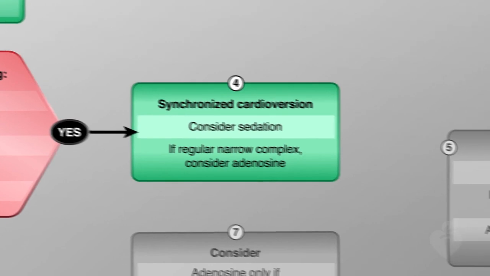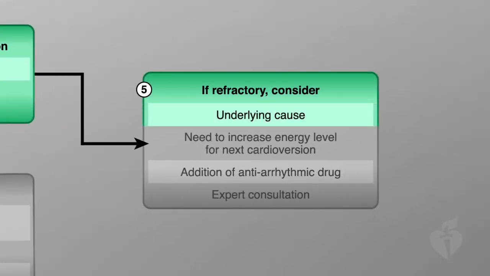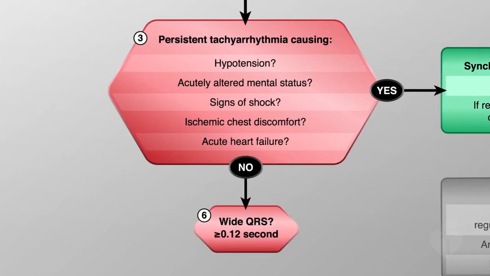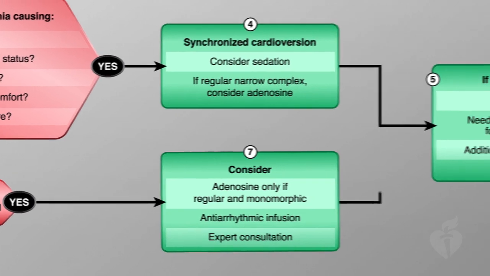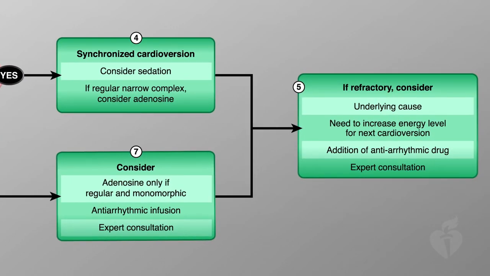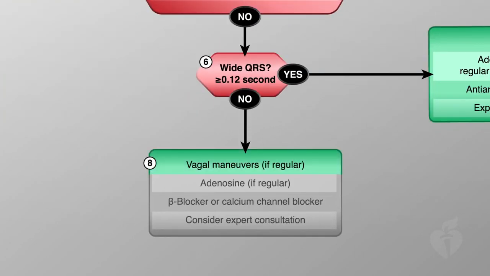If cardioversion is unsuccessful, consider the following: underlying causes, the need to increase energy level for next cardioversion, the addition of antiarrhythmic drugs, and expert consultation. On the other hand, if the patient is stable, the treatment path is determined by whether QRS is wide or narrow and whether the rhythm is regular or irregular. If a monomorphic wide complex rhythm is present and the patient is stable, expert consultation is advised because treatment has the potential for harm.